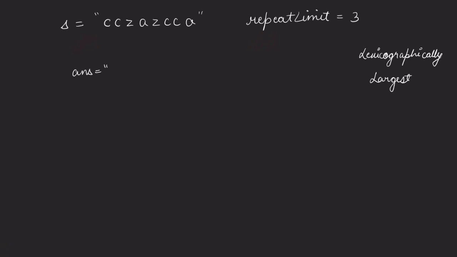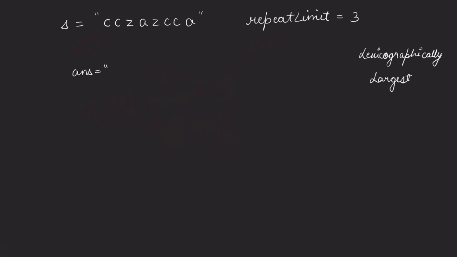Let us suppose that I have a string where Z comes first and C comes after, and then I have a string where C comes first and Z comes after. So this string is lexicographically larger than this particular string. Why? Because the larger character comes first. So lexicographically largest means that the larger character comes first, then the next larger character Z, then Y, then X, and so on till A. So if Z comes first and C comes after, this is lexicographically larger as compared to when C comes first and Z comes after.